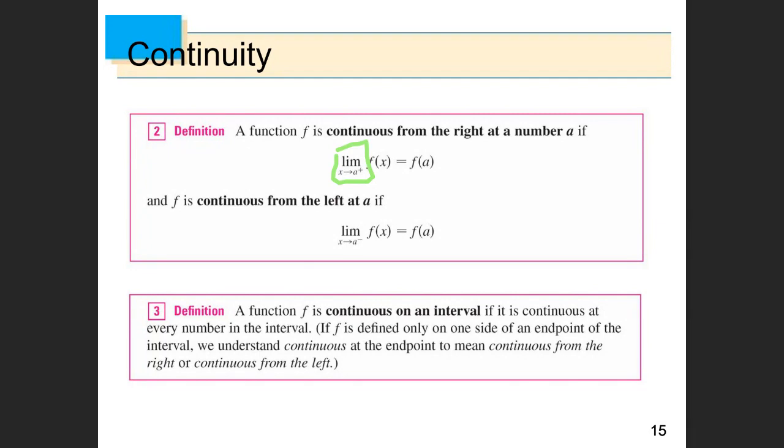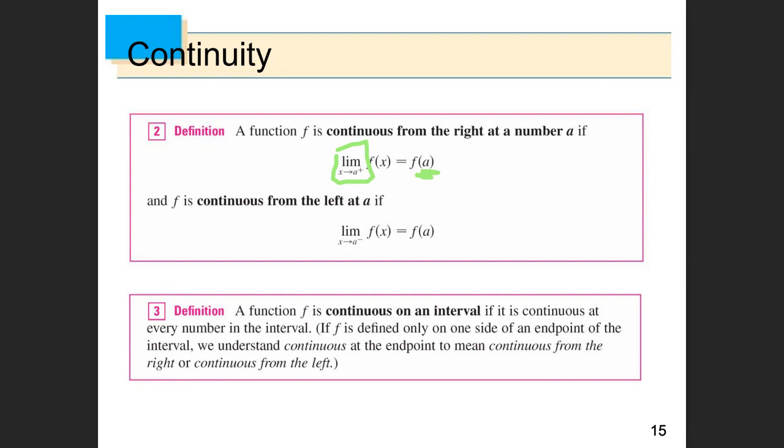Now, if I ask you to test for continuity from the right, it means you only have to test f of a, whether the limit as x approaches a from the right exists, and whether the limit as x approaches a from the right is equal to f of a. That's what you're going to test. And then if I ask you from the left, obviously you need to say that the limit as x approaches a from the left is equal to f of a. Again, 3 conditions: f of a, the limit as x approaches a from the left exists, and the limit as x approaches a from the left of f of x is equal to f of a.